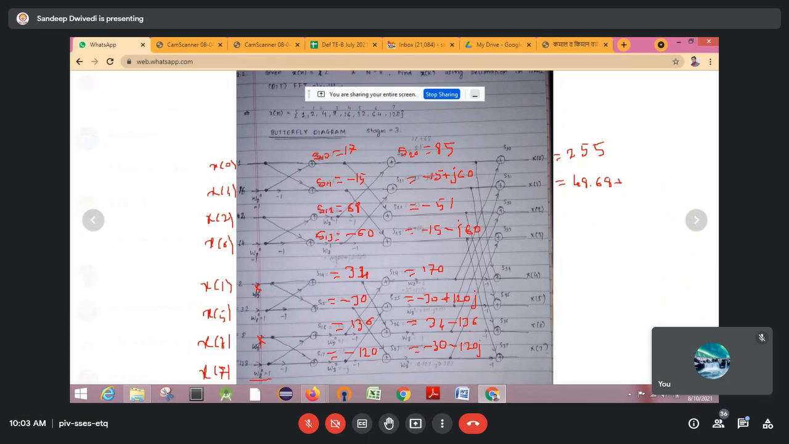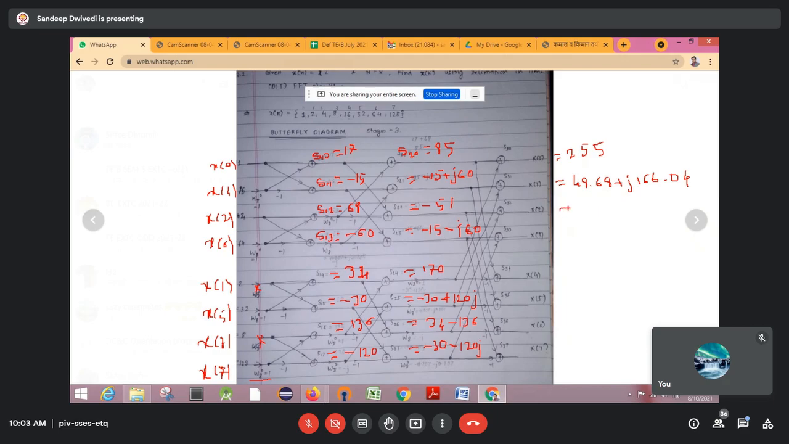plus j60, j 166. You can do this calculation, 0.04. It is correct.